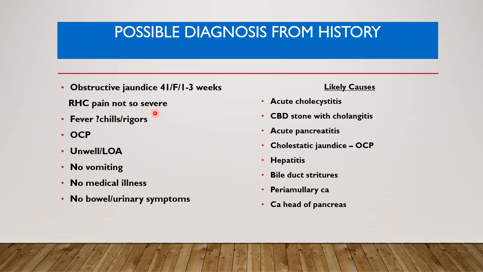So with all these features which I've mentioned just now, we have obstructive jaundice with right hypochondrial pain in a female patient aged 41. These are the likely causes: acute cholecystitis, CBD stone and cholecystitis, acute pancreatitis, cholestatic jaundice due to the contraceptive, hepatitis, bile duct strictures, periampullary carcinoma, and carcinoma head of the pancreas. These last two are highly unlikely due to the acute onset of 3 weeks and the patient being young.